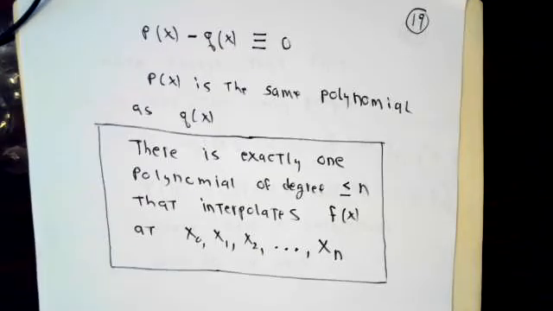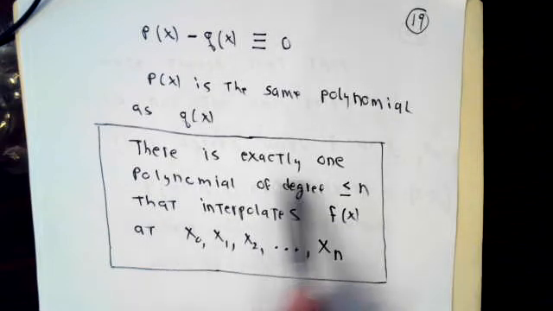That means that the polynomial p of x minus the polynomial q of x is 0 no matter what x is, not just the x's out of the data set, for all x's. This means that p of x is the same as q of x. So what we've figured out now is this. Not only is there a polynomial of degree less than or equal to n, which will interpolate our data set, there's only one like that.